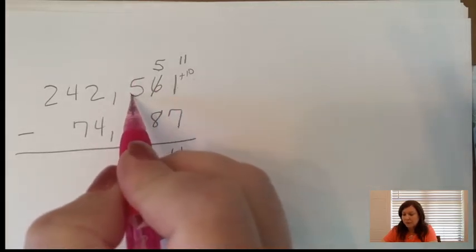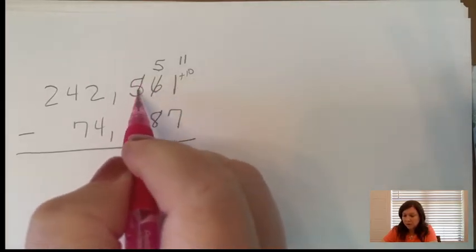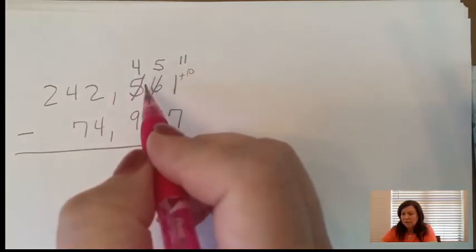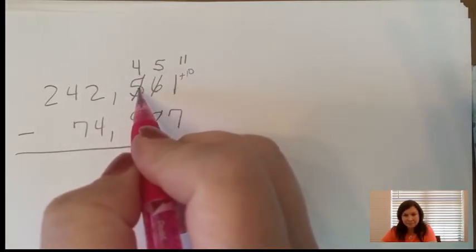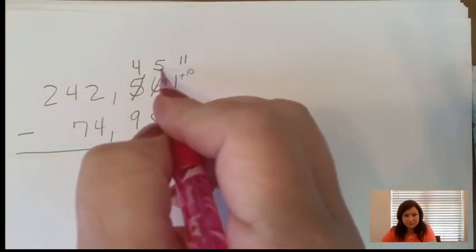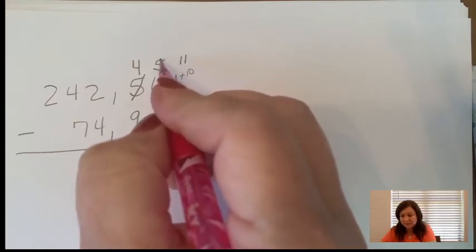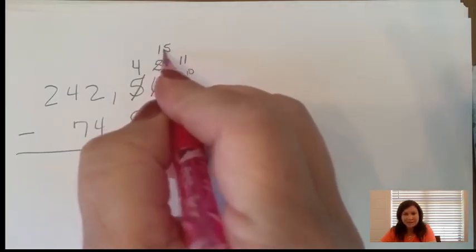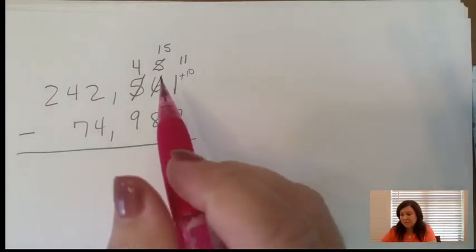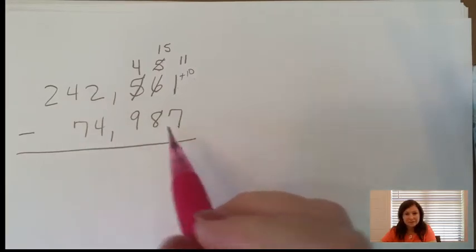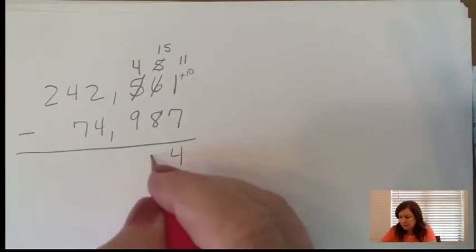So we're going to take one of our hundreds away. We had 5, so now we will have 4 hundreds. And we're going to take that 100 and change it into 10 tens. Now, we already had 5 tens. So what's 5 tens plus 10 tens? That's correct. So now we're going to have 15 tens. Can we subtract 15 tens minus 8 tens? Yes, and that answer is 7.